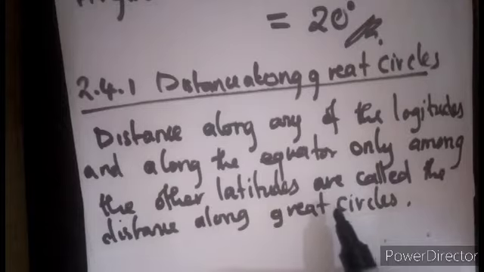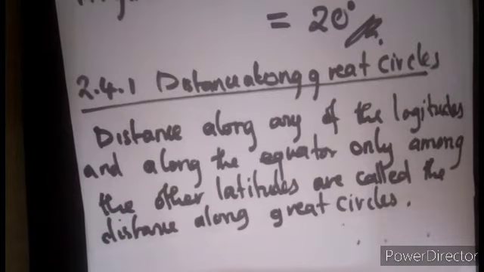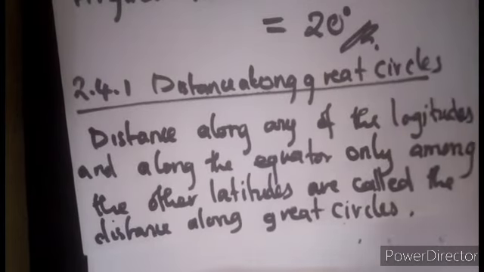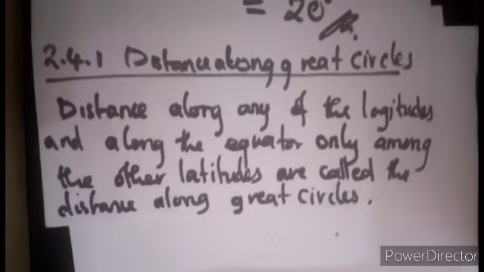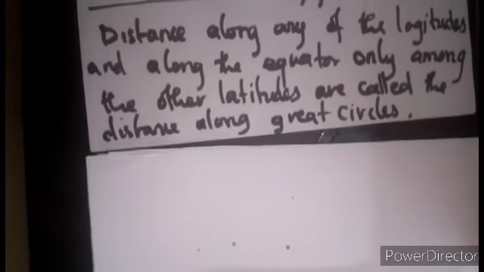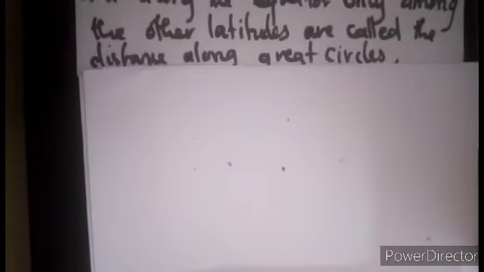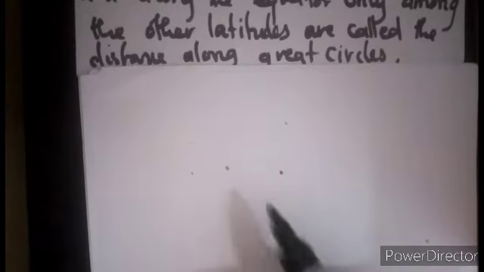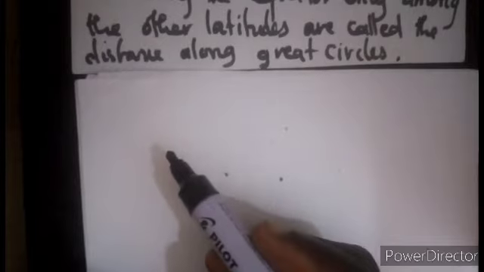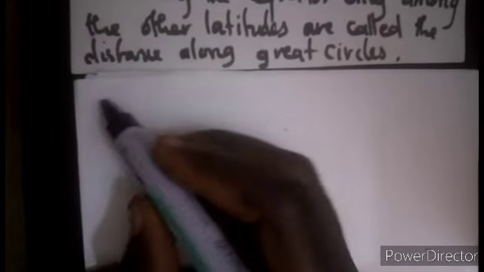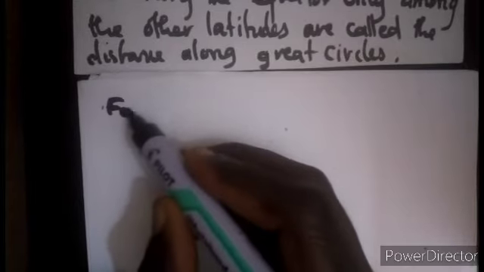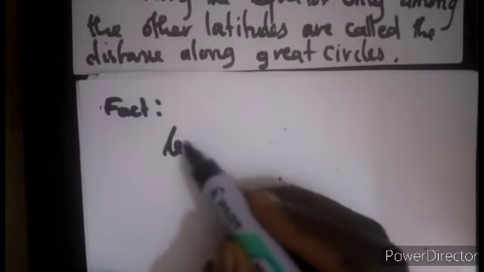Simply because, remember, we said it earlier on that the longitudes and the equator are all great circles. So how do we find the distance between 2 points on those great circles? Now we use the very known fact, the length of the arc of a particular circle. The fact is what? The length of arc is what?